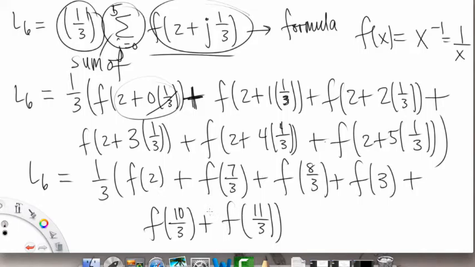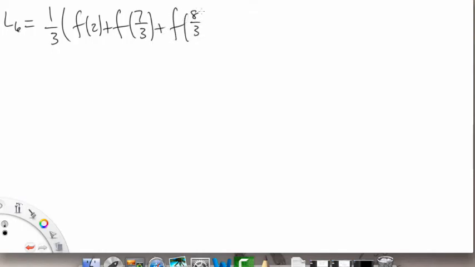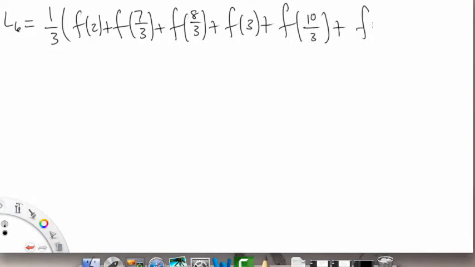And now what we're going to do is plug these values into our f function, our f of x, which is x to the minus 1 power. We'll do that on the next slide. Let me try to fit it all in one line so we can look at it easily. So f of 2 plus f of 7 over 3, plus f of 8 over 3, plus f of 9 over 3, which was 3, and then a 10 over 3, and finally an 11 over 3.